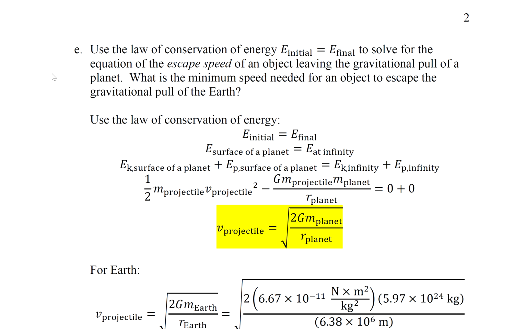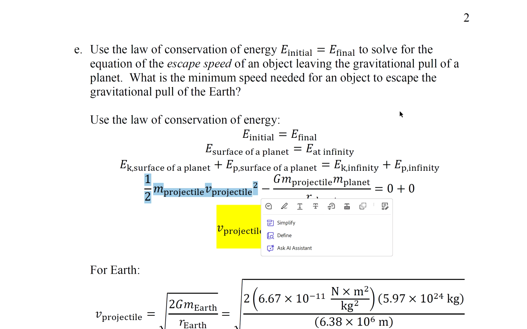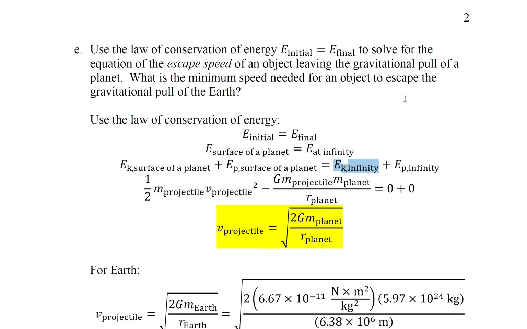So we're going to let v equal 0 when we are at infinity. And we are going to let little r equal infinity for the gravitational potential energy at infinity. So on the left side, we get 1/2 mv squared plus minus GMm over r equals 0 plus 0. Let's solve for v projectile. This is the minimum speed required for an object to escape the planet's gravitational pull.